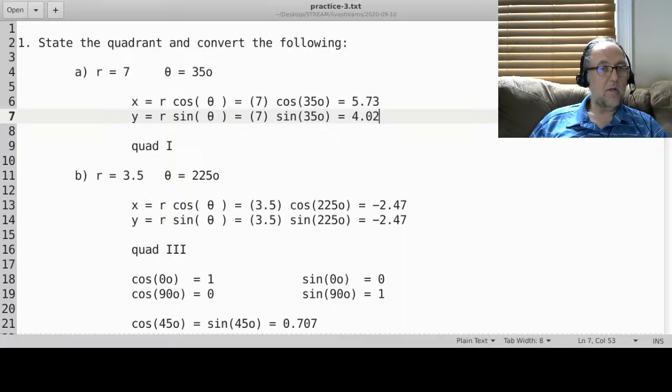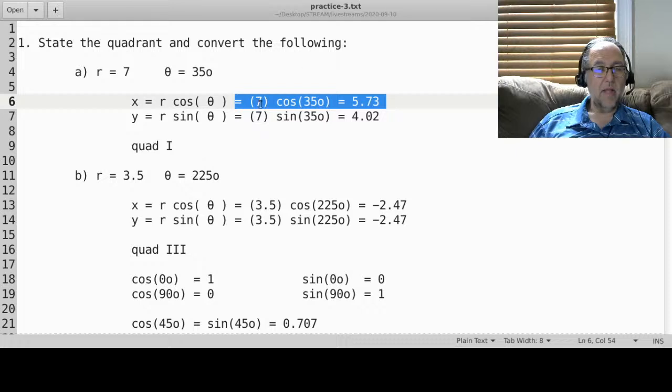Okay, so for the x, plug in r is 7 like that, theta is 35 like that. Okay, and crunch it through your calculator, and you get 5.73. All right. Now, just a few things that you should be careful about here. In this course, we're going to need radians sometimes and degrees sometimes. For these problems, we're going to be working in degrees. Okay, so on your calculator, make sure that you switch to degree mode and not to radian mode. Otherwise, you'll get the wrong answer. All right, so that's the first thing.